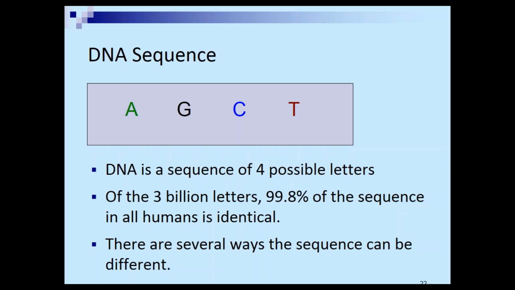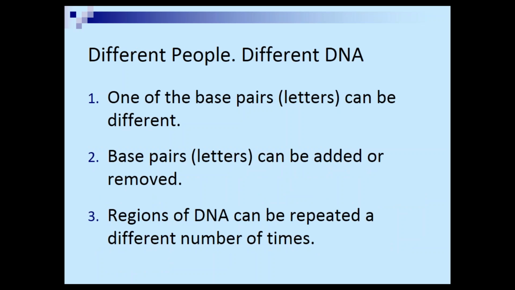DNA is a sequence of 4 possible letters, A, G, C's, T's. And remember, we're just talking about one side of the ladder here. One side of the ladder is 3 billion letters long. Okay, 99.8% between people is identical, but let's focus on how it can be different.